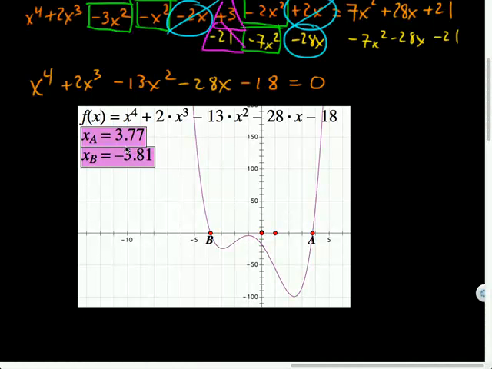And these values are cool. We're fine with both of those. So those are my answers. X equals 3.77. It's probably rounded. And x equals -3.81.